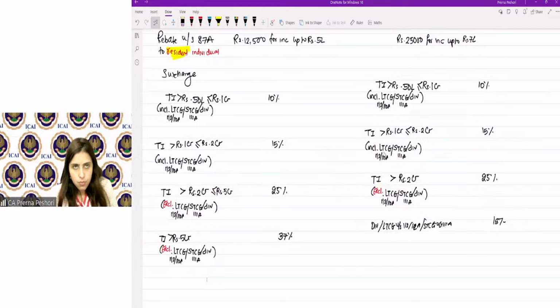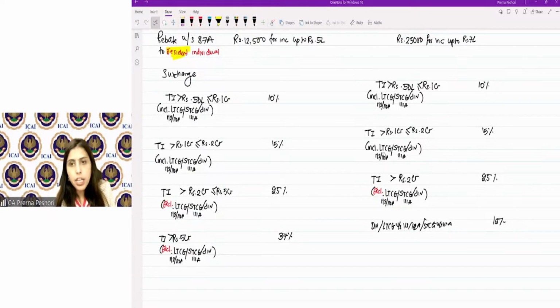Now one question to you. Please be very careful about what I'm saying over here. How do you determine the rate of surcharge? This is very, very important. Understand this very carefully. Now, let's say for example, my income is more than 50 lakh. My total income is more than 50 lakh.